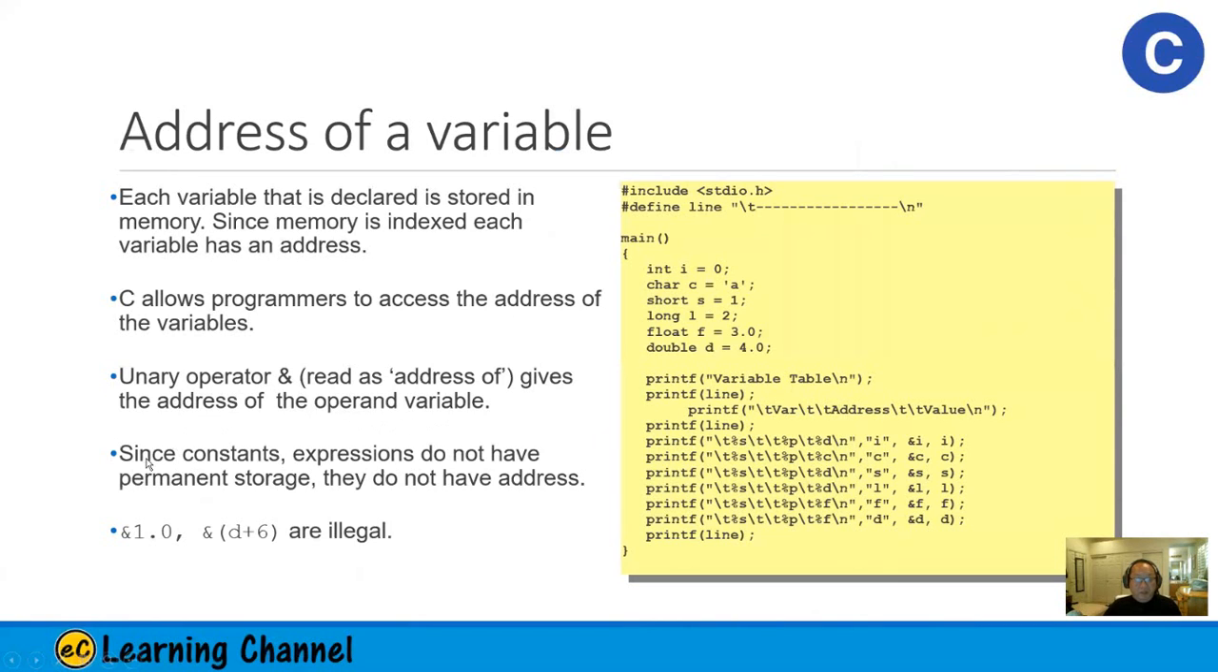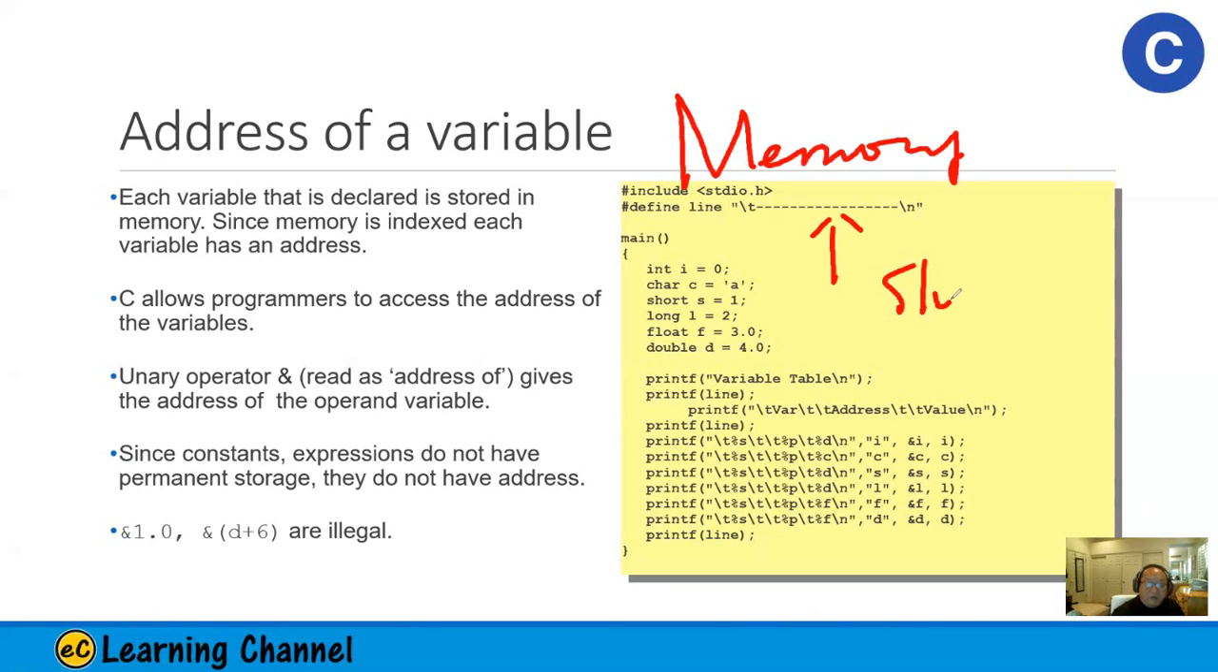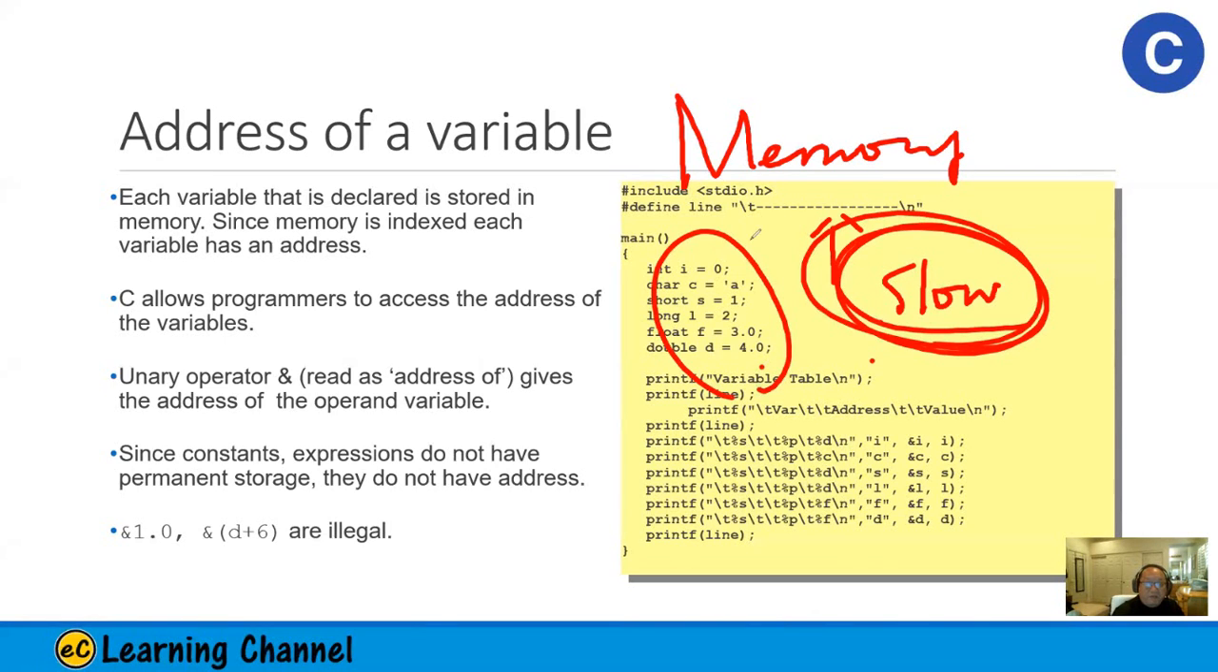Now we know, since constant expressions do not have permanent storage, they don't have an address. So constants and expressions like a greater than 2 have no address. It's just a value that will be determined in your CPU. So usually when there is an address or pointer, it means that it will access the main memory. That actually is a slow operation.